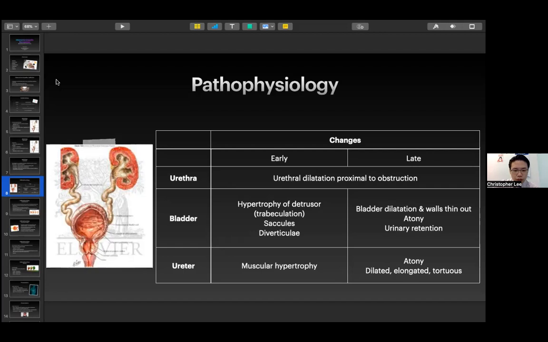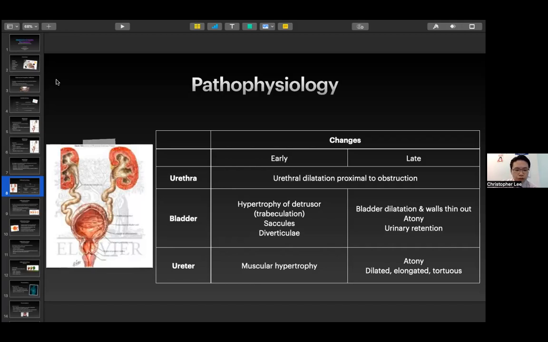There can also be saccules and diverticulae due to the increased pressure within the bladder. And later, the bladder dilatation occurs and the walls become thinner as the detrusor muscle undergoes atony. And as a result of this, you can have urinary retention. In this case, it would be chronic urinary retention.